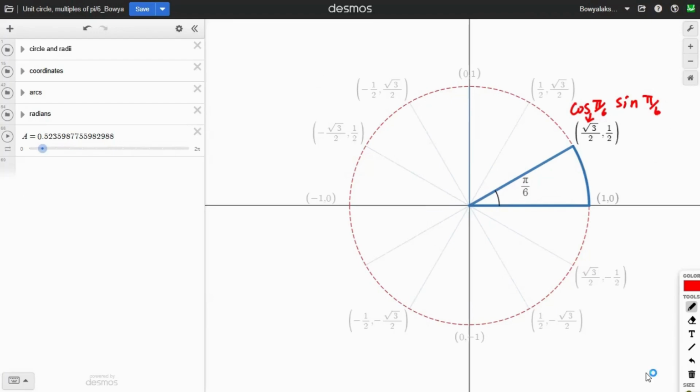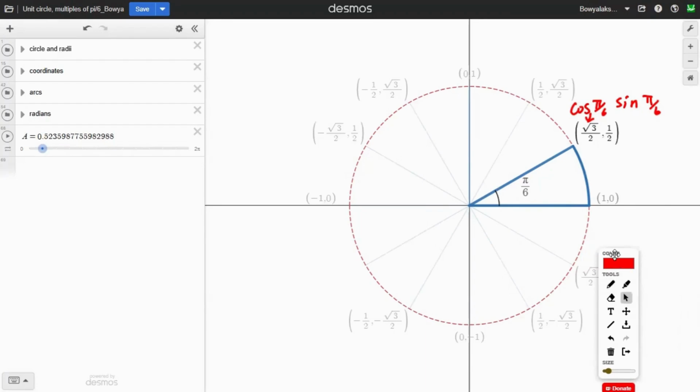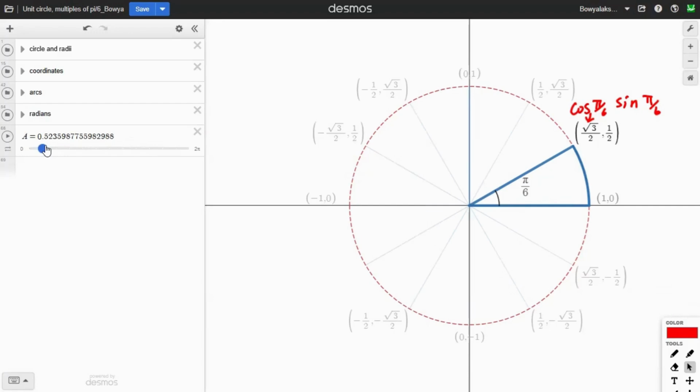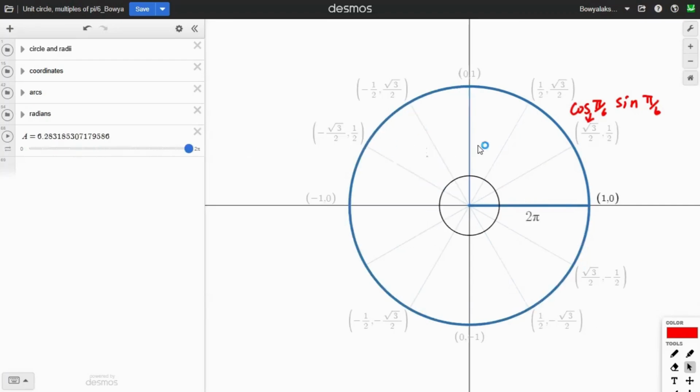In that way, you can observe that the values are the same, only the signs will differ, right? So this is cos π/3, sin π/3. This is for π/2. You can see it like this, right? 7π/6, all this. Right.